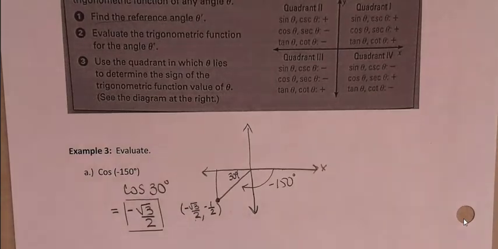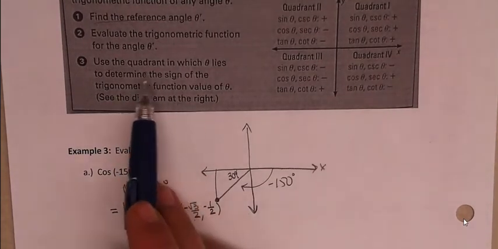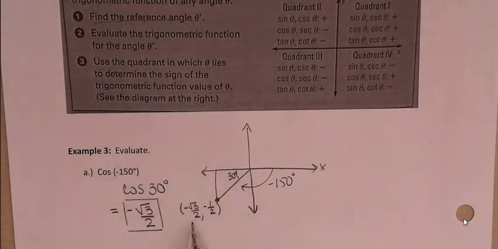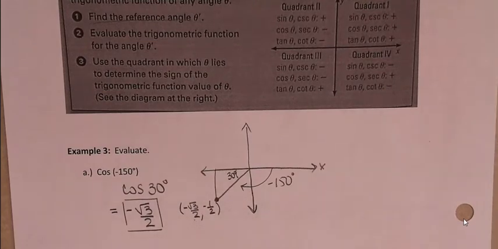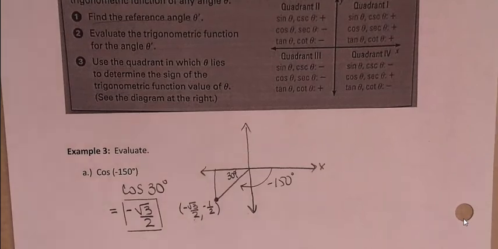That's your final answer. I'm double checking that by thinking about what quadrant I'm in. Is cosine supposed to be negative? In fact, it is, because it's on the negative side of the x-axis. And if this was sine of 30 degrees, it would also be negative. Both cosine and sine of that angle are negative in the third quadrant.